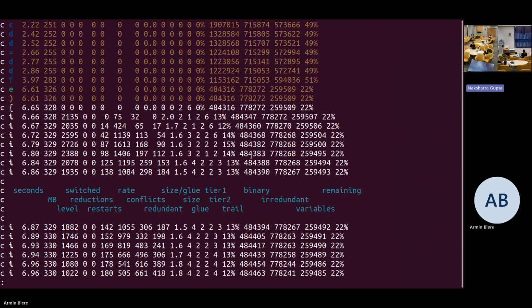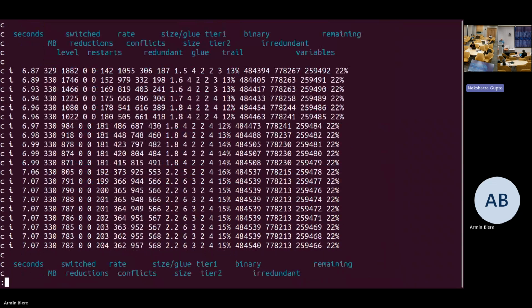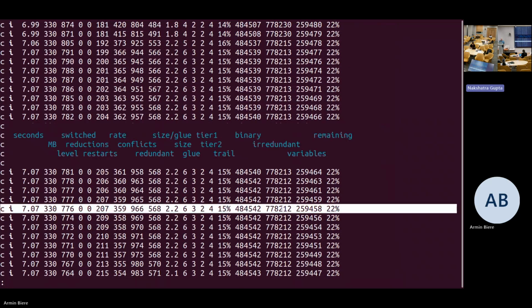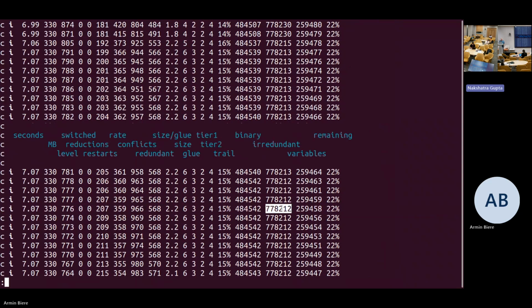The output here is in columns. The first column is seconds. Here is the main memory use. This is the average decision level. This is the number of clause database reductions. This is an important one, always increasing: the conflicts. These are the remaining learned clauses, and here at the end you see the remaining original, irredundant clauses.